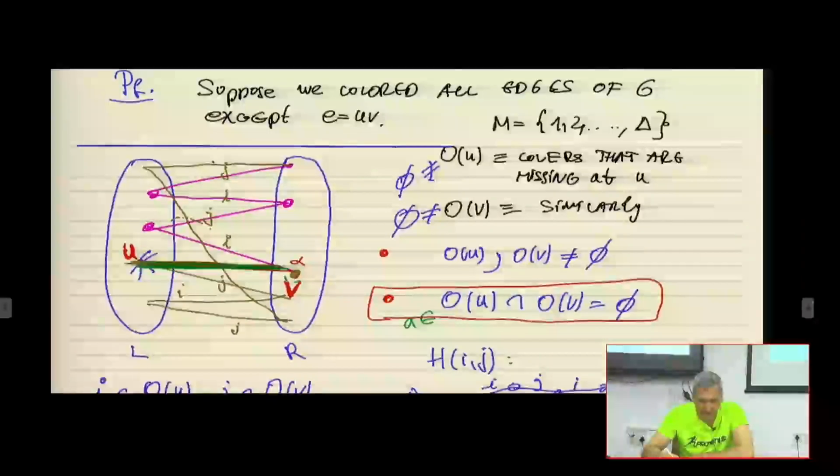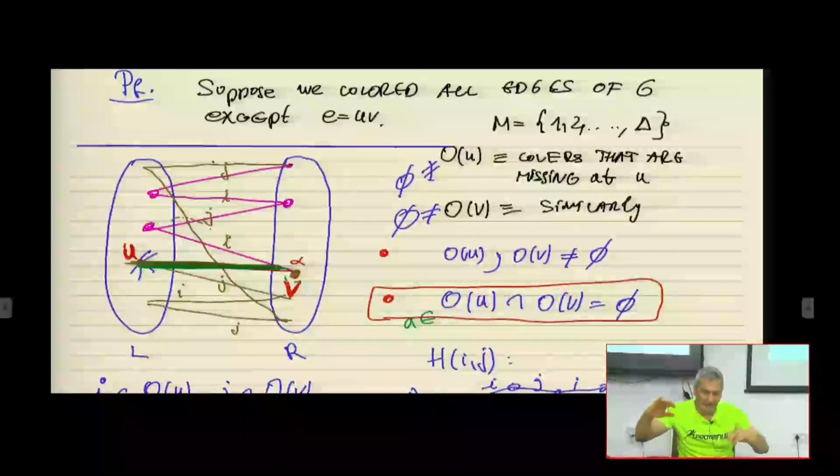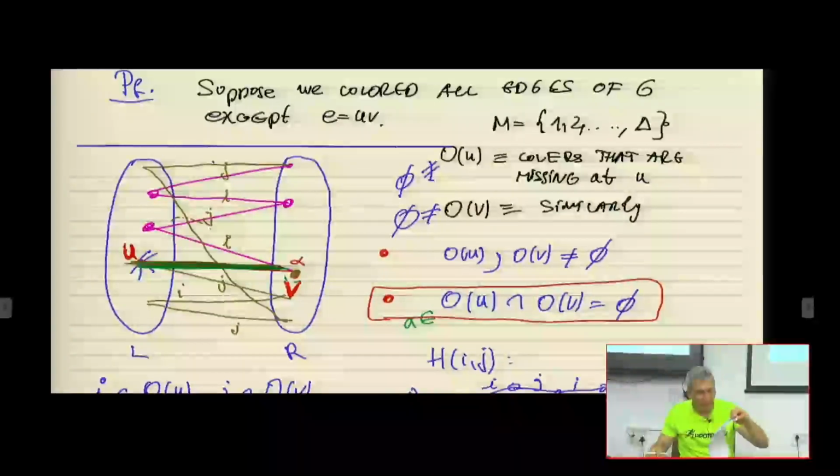So eventually this part is just a part of this H_ij, and so we can recolor it, and that's it. So this is the Kőnig theorem. This is the first classical theorem that everybody has to know. Yes. Okay.